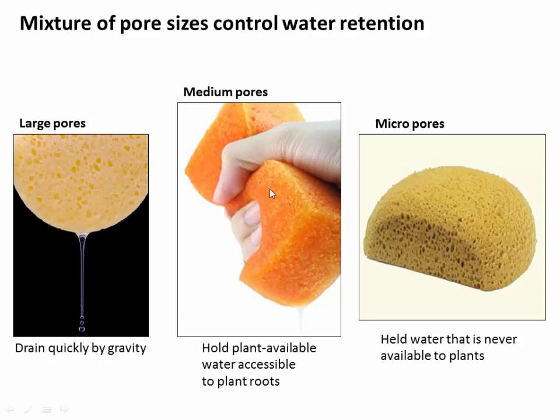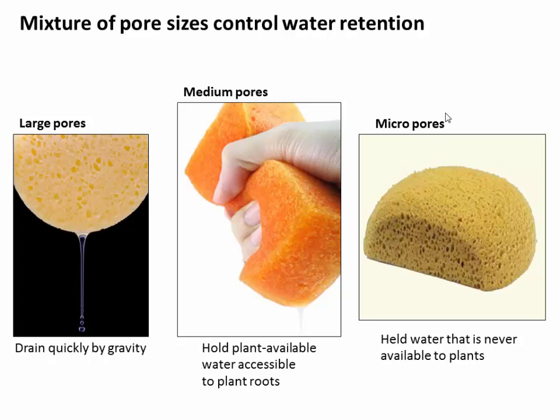In contrast, medium-sized pores might stay in the sponge, and you might only be able to get rid of them when you squeeze the sponge, when you wring it out. So those medium-sized pores are perfect for plants. They hold plant-available water that can be accessible by roots.